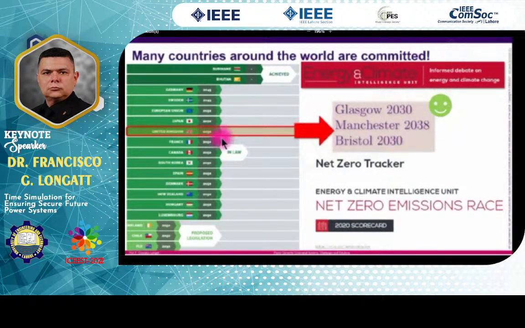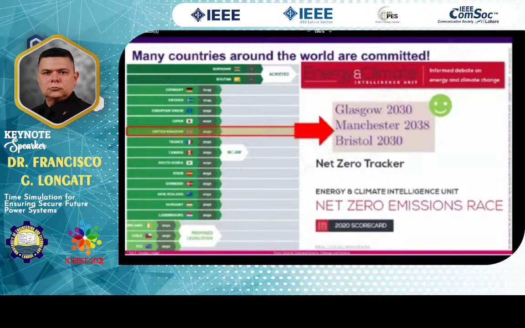And of course, there are many other countries worldwide that have committed, but they are basically in proposed legislation. If you want to see more details about this, I highly suggest that you go to this link at the bottom, and you can see the Energy and Climate Intelligence Unit. And over there, you can get more information about this tracker, the world net zero tracker around the world, okay?